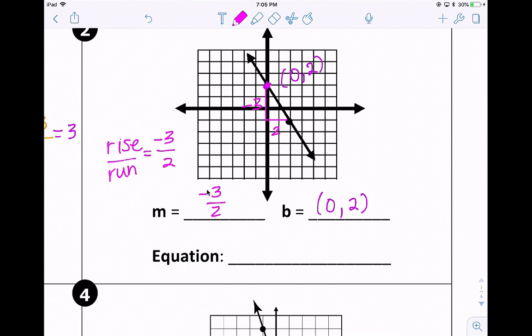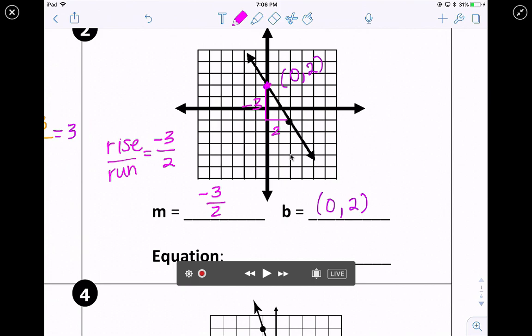We definitely want to leave this as a fraction. A lot of students will want to change that to a decimal, and when you do that, you don't know how to rise and run anymore. So we want to leave it as a fraction, so that I know I can rise -3, run +2. So I could do that again. Rise -3 would mean go down 3, right 2 would put me at that point right there, still on the line.